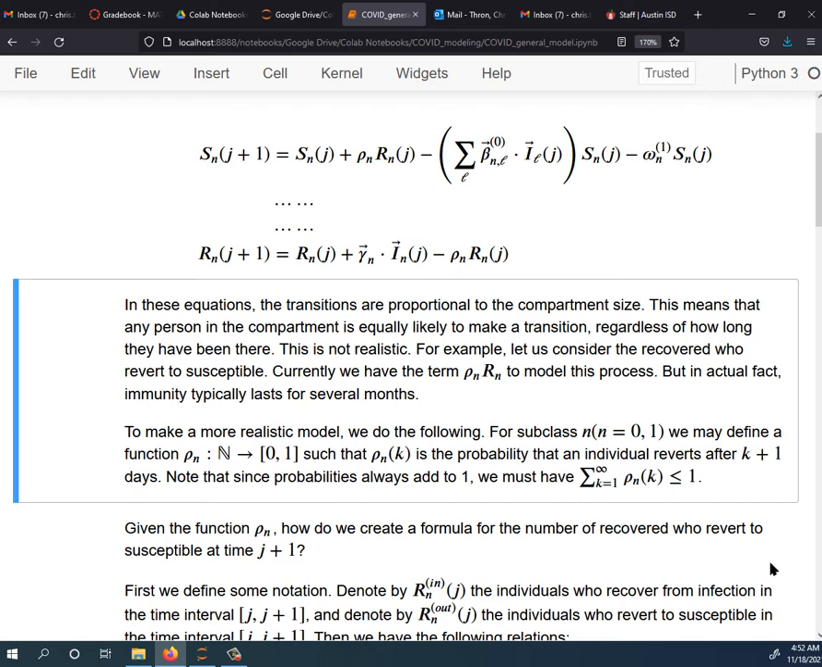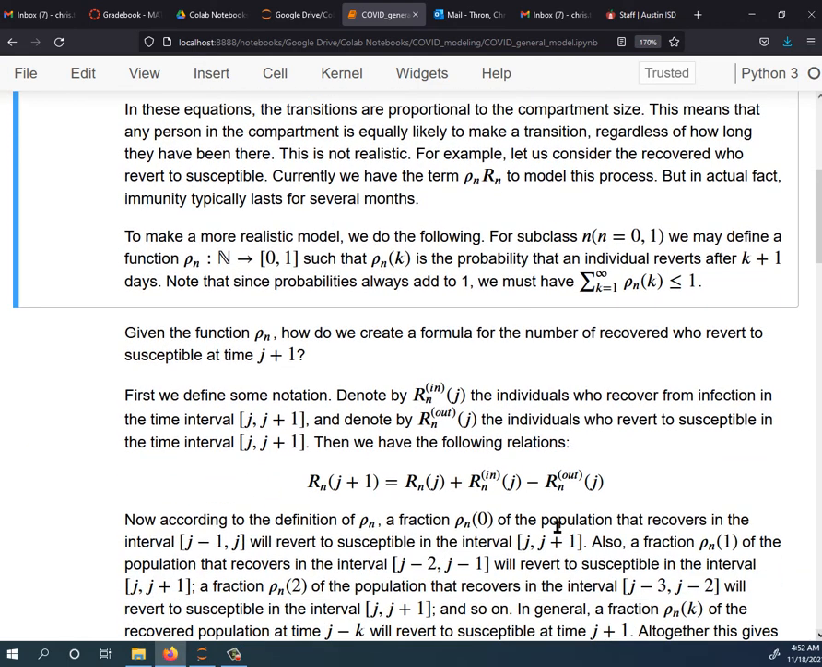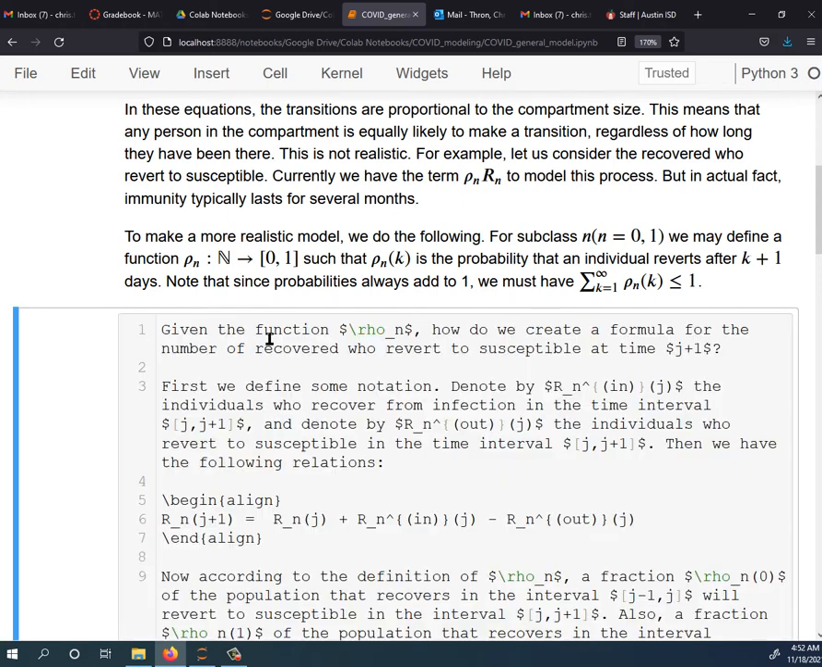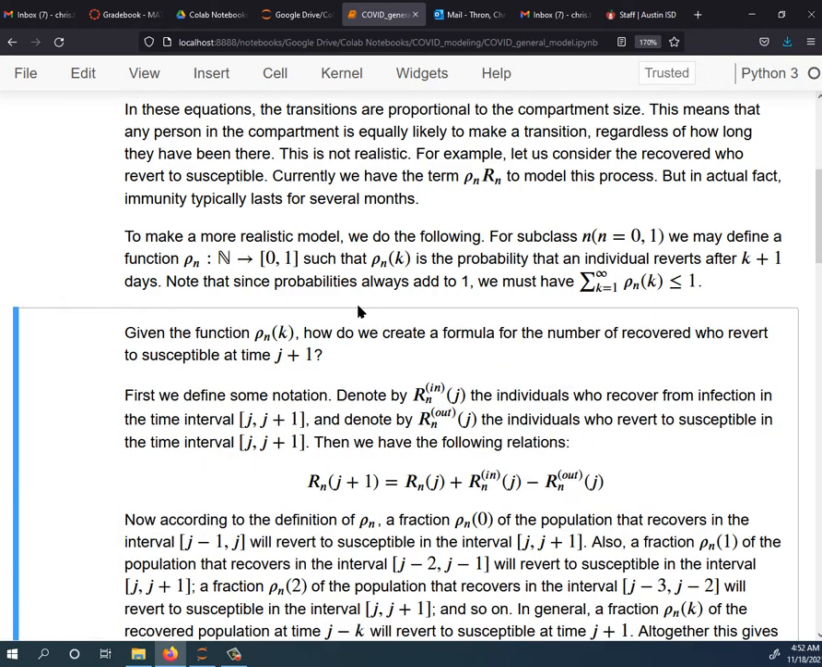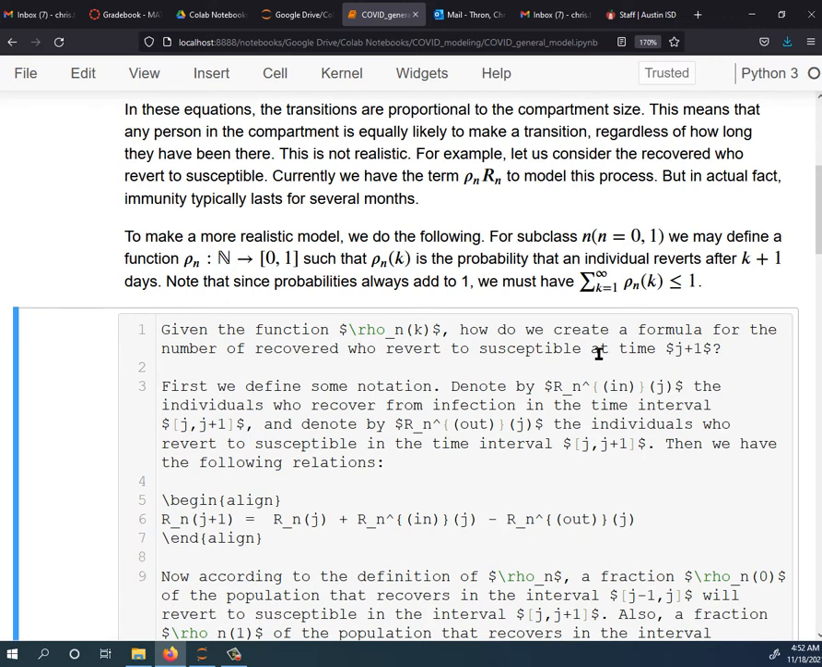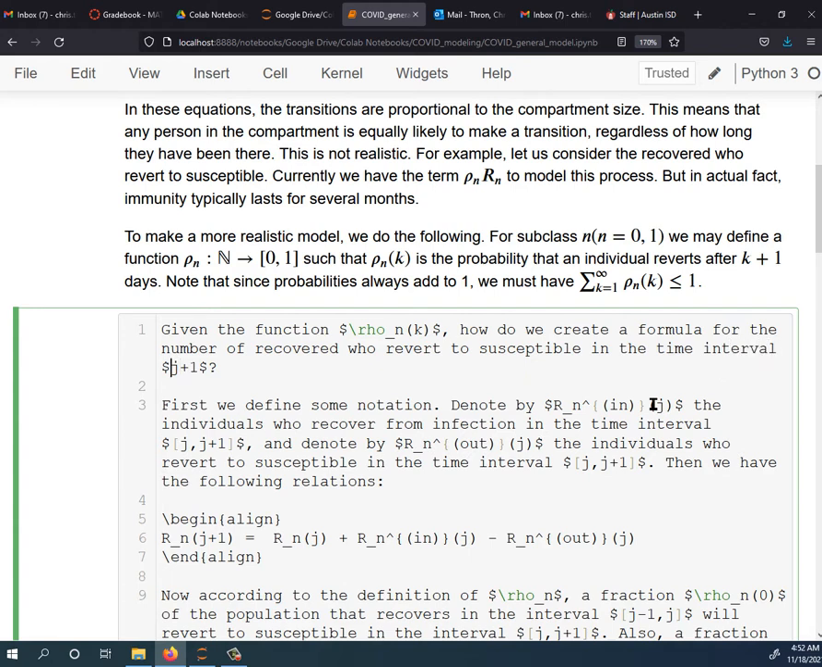Now, given the function rho n, so here I'll make this clear, this is rho n of k. Notice that we've changed things a little bit. It used to be a number, now it's a function. So given this function, how do we create a formula for the number of recovered who revert to susceptible at time j plus 1? Now let me be more clear about this. Not at time j plus 1. It's in the time interval j to j plus 1.